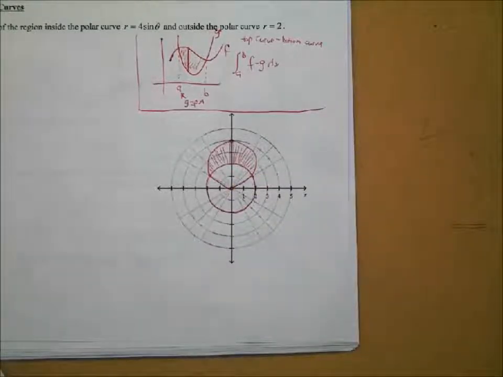Yes? So how do you know how far to go and what pi values to use? My general recommendation for your theta values is to use your quadrants, the angles that are on the axes. So 0, pi over 2, pi, 3 pi over 2, 2 pi. That's what you want to use.